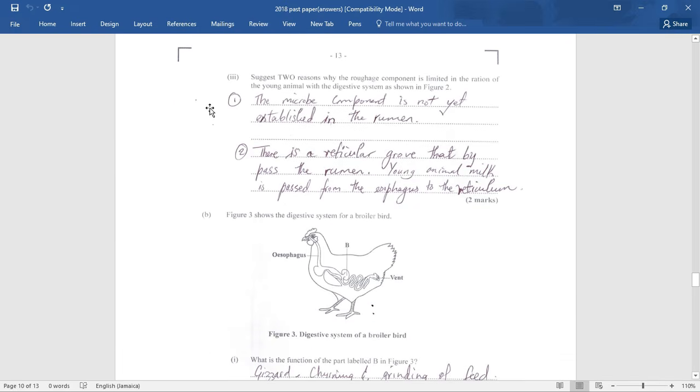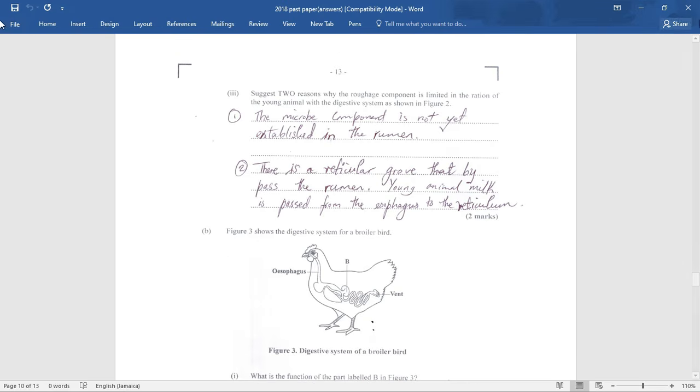Alright, part 3 of the question says, suggest 2 reasons why the roughage component is limited in the ration of the young animals with the digestive system as shown in figure 2. Alright, so the young animals, the microbe component is not yet established in the rumen. So in their rumen, because they are young, there are not enough microbes to do fermentation, right? And 2, there is a reticular groove that bypasses the rumen. In young animals, milk is passed from the esophagus to the reticulum.